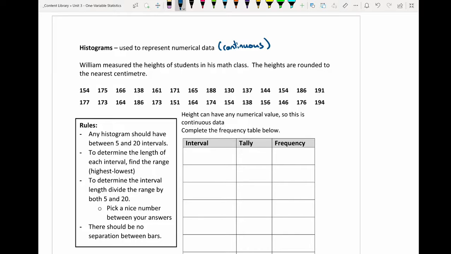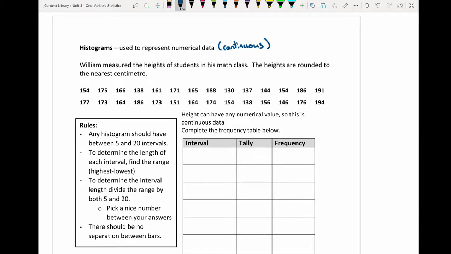So William measured the heights of students in his math class. The heights are rounded to the nearest centimeter. So even though we rounded them, we see whole numbers. We know that height is a measurement. It could have an infinite number of possibilities. So even though these don't look like that, just keep that in mind. Height can have any numerical value, so this is continuous data.